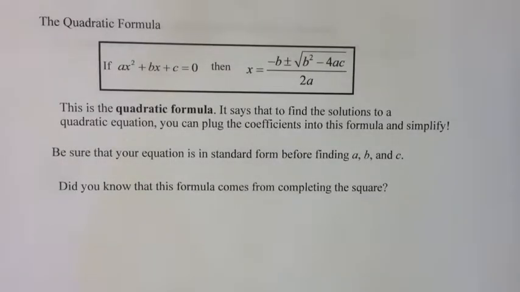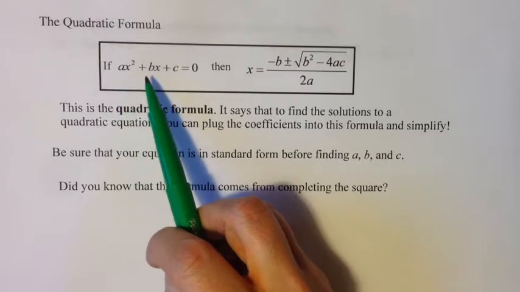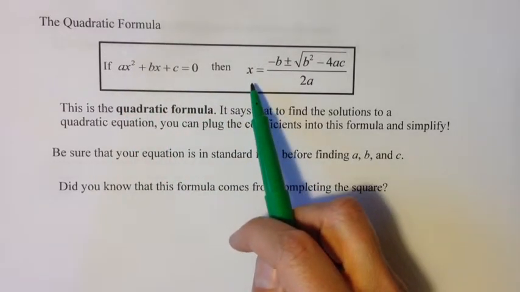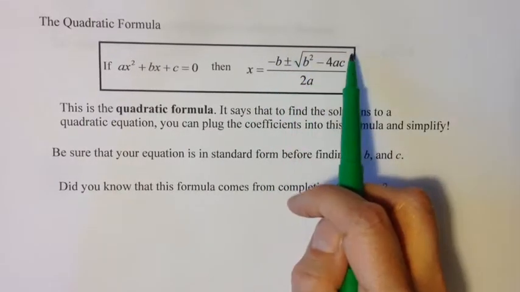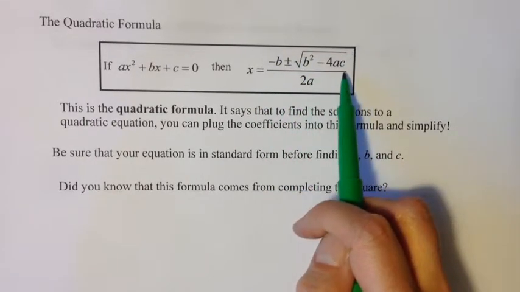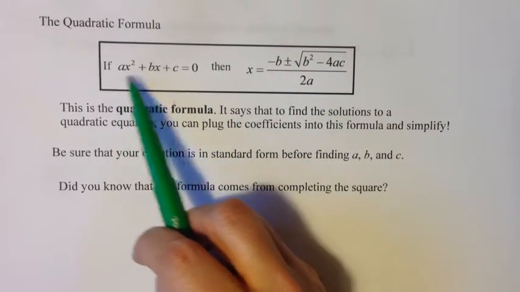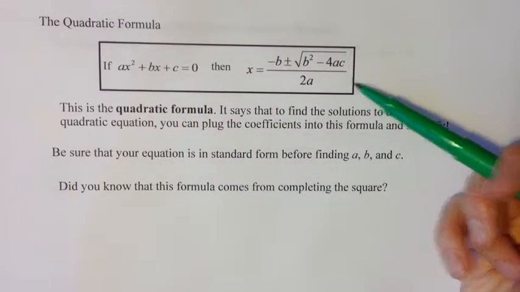You may have seen the quadratic formula before. Essentially, the quadratic formula is a formula that gives you the solutions to a quadratic equation. So, if I have a quadratic equation, ax squared plus bx plus c equals 0, then x, the solutions to that equation, will be negative b plus or minus the square root of b squared minus 4ac all over 2a. You take the coefficients from your quadratic equation, plug them into the quadratic formula, and then simplify.